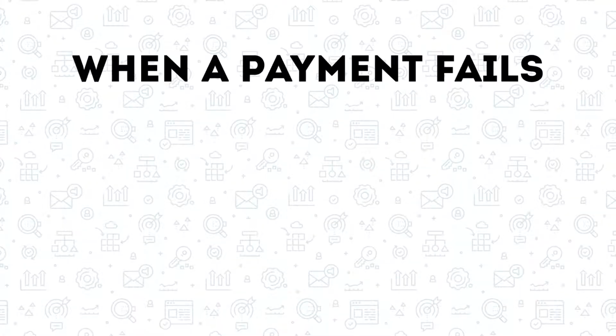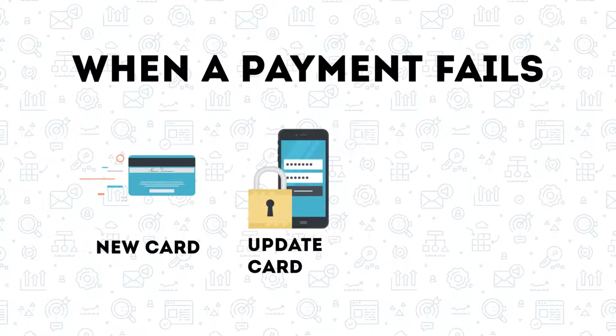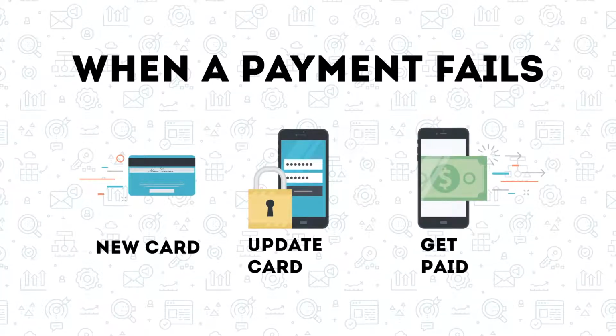On your site, when a payment fails currently, here's what you ideally want to happen. You need to get your customer to get a new card or to update their card, and they're going to enter those details securely on your site using Memberium, and then that's how you're going to get paid. So you're going to bill them for that failed invoice, and you're going to get paid.